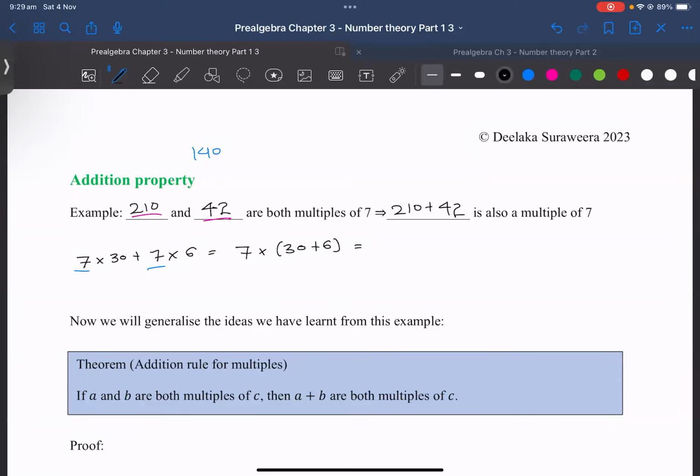And then it ends up just becoming 7 times 30 plus 6, 7 times 36. Which is clearly a multiple of 7, right? Because it's 7 times the whole number. I don't really need to know what the number is. I just know it's a multiple of 7. Does that make sense? I didn't even check what this is equal to. I just used the distributive property to see that it is a multiple.